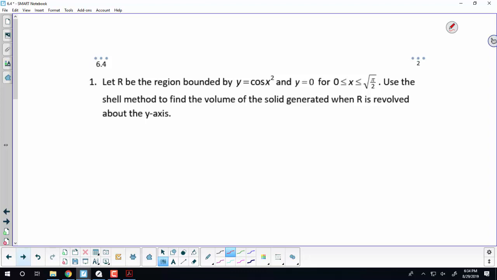So we have the region bound by cosine x squared. Remember, don't confuse cosine x squared with cosine squared x. Okay, so they're not the same thing. Just like with the discs and washers, the first thing we should do, if we're not provided a figure, is draw a figure and then orient ourselves as to what's going on. That's super, super helpful.